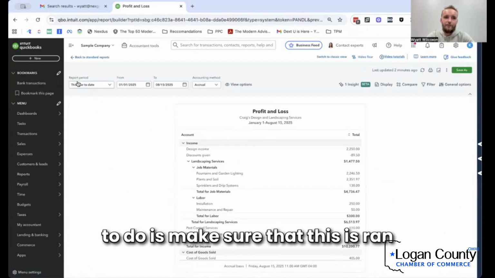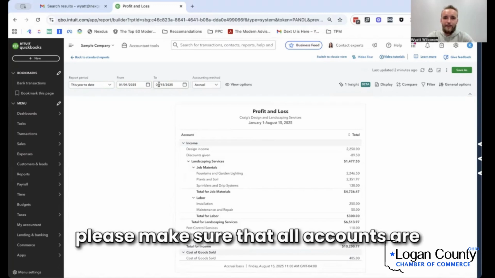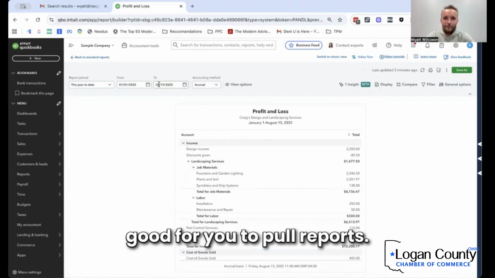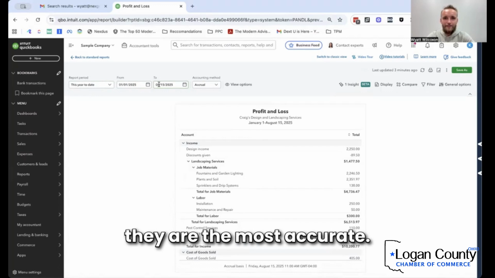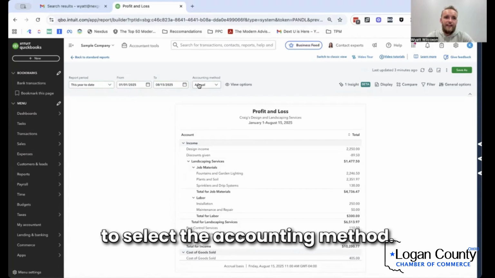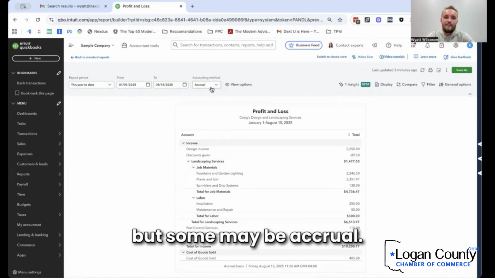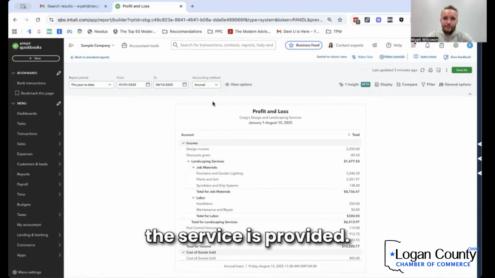So what you're going to want to do is make sure that this is run for the period that you need. I would caution anybody, please make sure that all accounts are reconciled and your accountants are good for you to pull reports, or better yet, just ask your accountant to pull them so that they are the most accurate. But once you have the dates in here, you're going to select the accounting method. I'm going to guess most are cash, but some may be accrual. Again, cash is when it hits the bank. Accrual is when the service is provided.